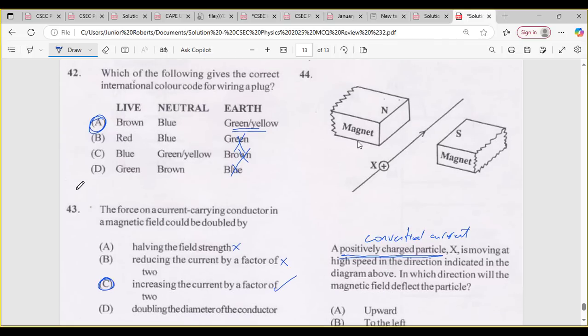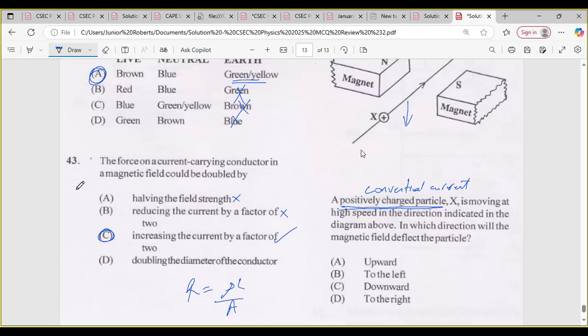So again, the index finger, my bad, points from north to south, right? The middle finger or the second finger points in the direction of conventional current. So conventional current is going into the page, because the positive charge is going into it. Index finger goes north to south, like that. Middle finger goes into the page. So our thumb points downward, like that. So therefore, the field is going to deflect the particle downward. So this one is going to be C.